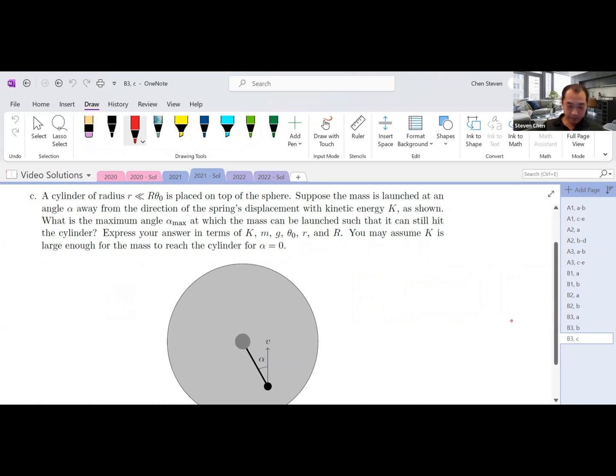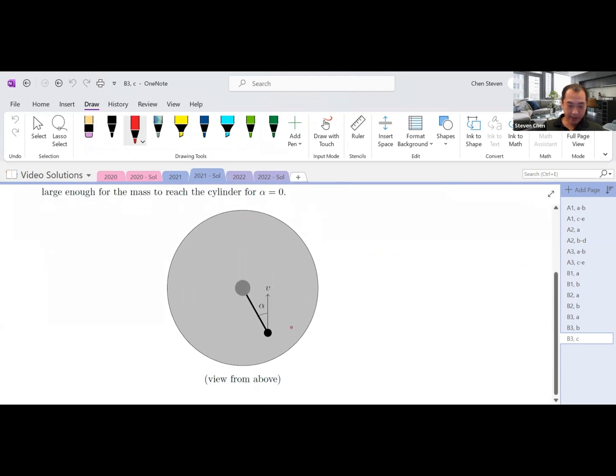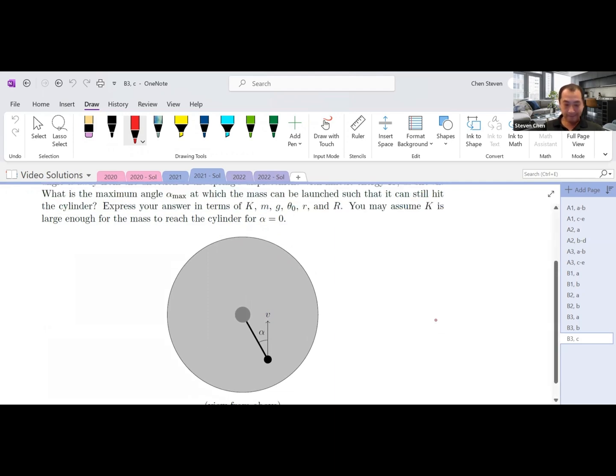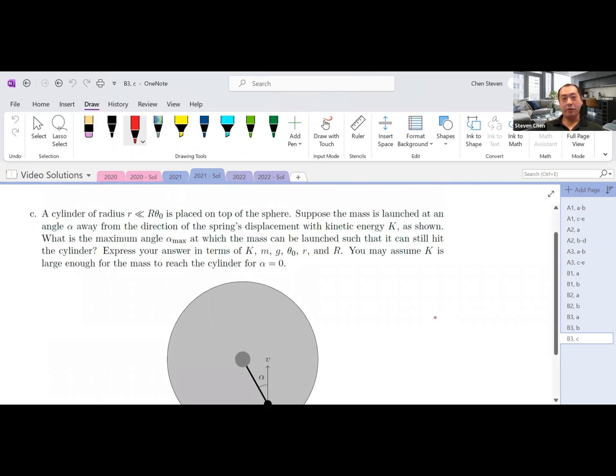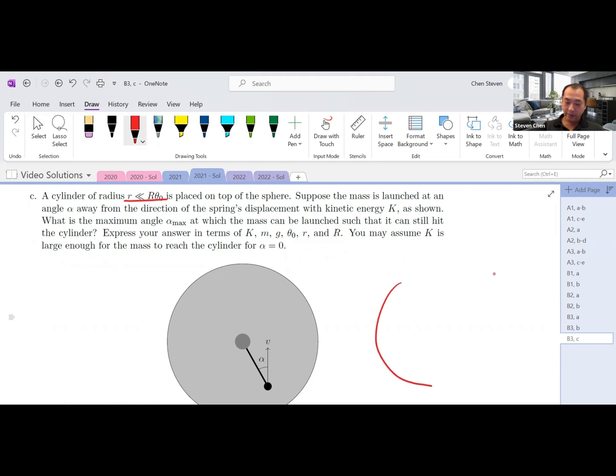Wow, this is very complicated. Again, this diagram, I don't like it. It's very misleading, so I'll draw the 3D diagram for you. This says the following thing. We put a cylinder with a very small radius r, you see, it's very small, on top of the sphere. So this is how the 3D diagram looks.